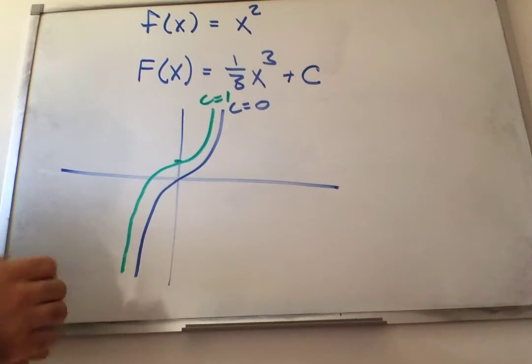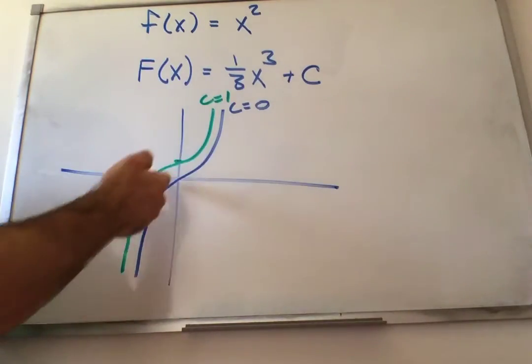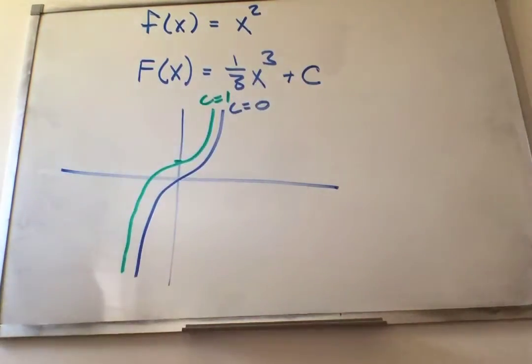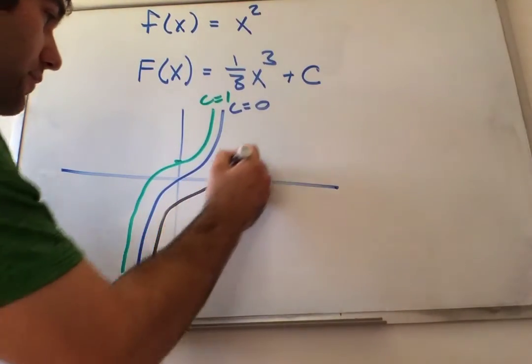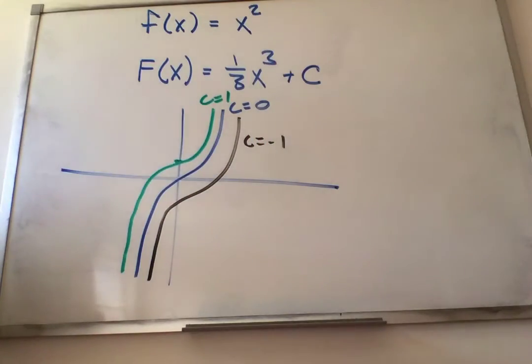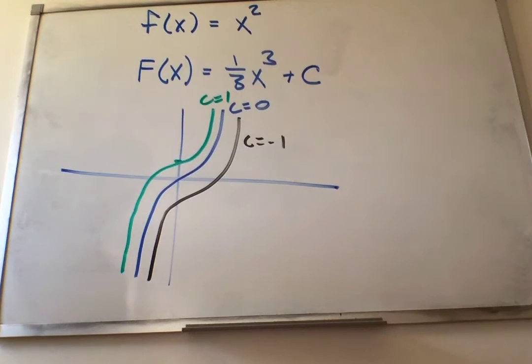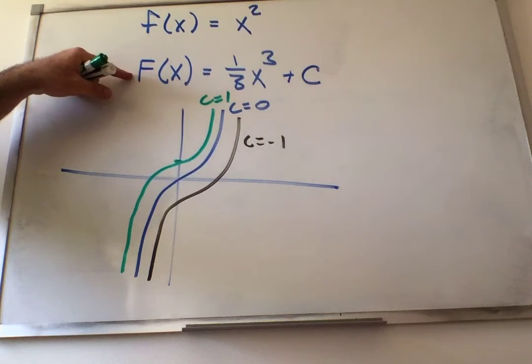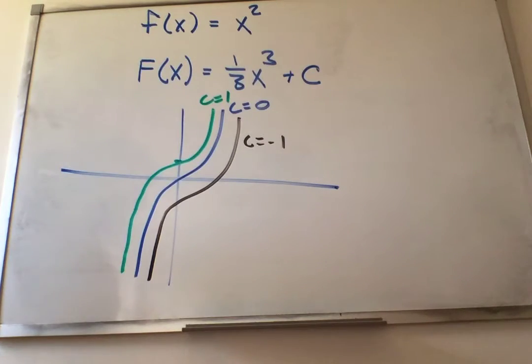Meaning that, remember, derivative means slope. Okay? That means the slope is the same everywhere. This constant, whatever it is, does not affect the slope of the graph. Okay? So now we could have a third one that goes like this. This would be c is equal to -1. It shifted the graph down, and again, has the same slope everywhere. So when I take the derivative of this, the constant doesn't change the derivative.